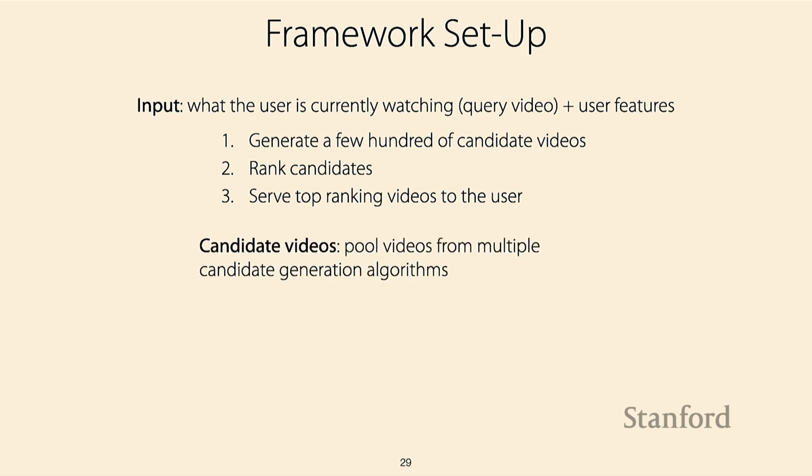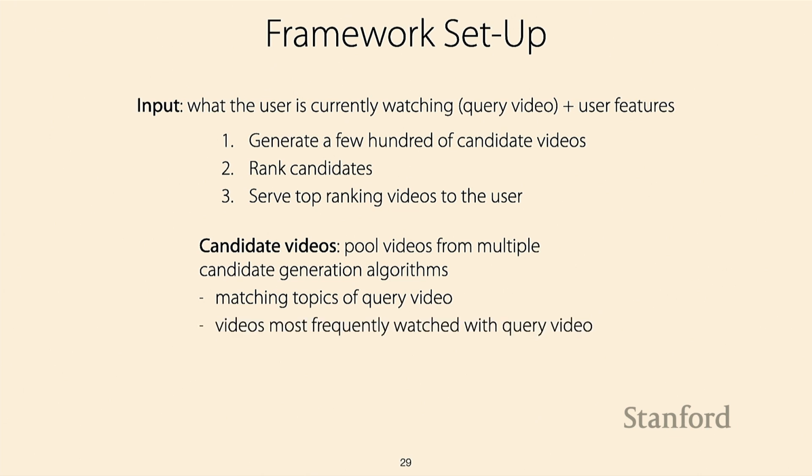The candidate videos are going to be pooled from multiple candidate generation algorithms. These candidate generation algorithms are going to use things like matching the topic of the query video, looking at videos that were most frequently watched with the query video, and also other approaches. The focus of this paper isn't on candidate generation. It's really on the second step: once we have a few hundred candidates, how do we rank the ones that we think are going to be the best options?